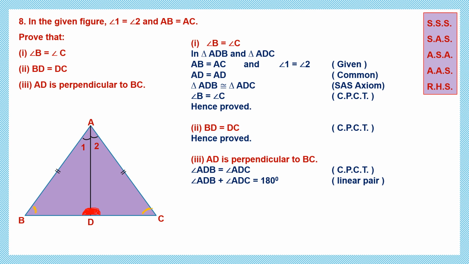That is, if we add up ADB and ADC, they will be equal to 180 degrees. How do we know that? They are a linear pair. We know that two angles on a straight line are called a linear pair and they will be equal to 180. So now we can find out the value of these two angles.